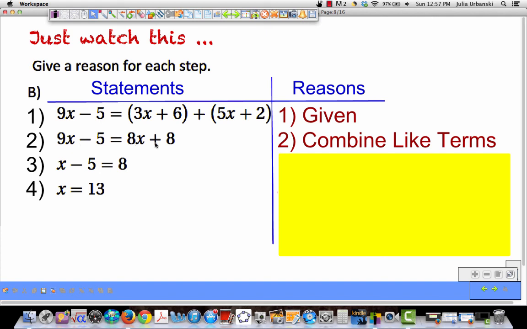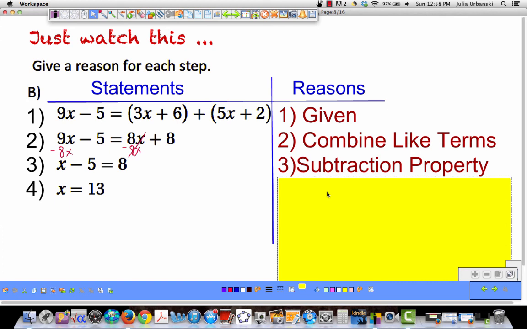9x minus 5 equals 8x plus 8. The 9x changed into x. Think in your mind, how did that happen? Well, it happened by subtracting 8x from both sides. Minus 8x here, so that could cancel. And then minus 8x over here. So what you're left with is 9x minus 8x leaves you with x. What property made that happen? You subtracted 8x from both sides, so it was the subtraction property.